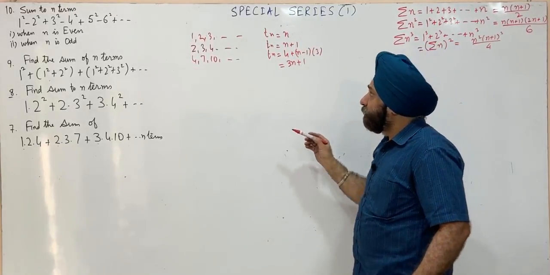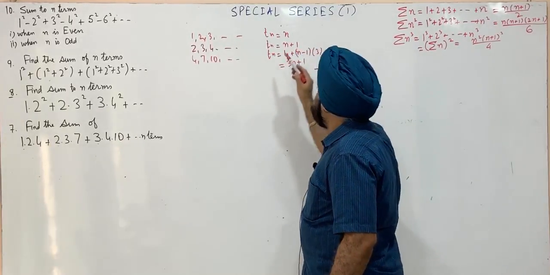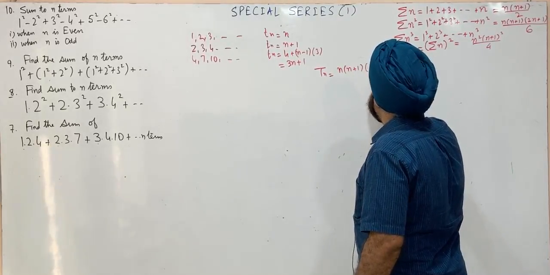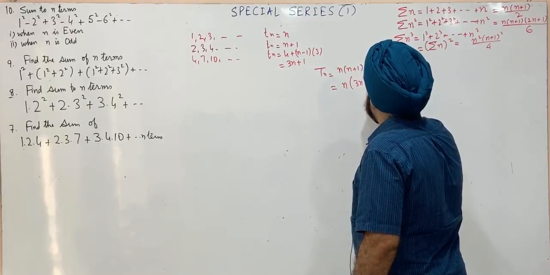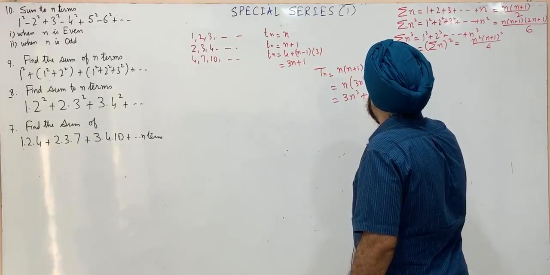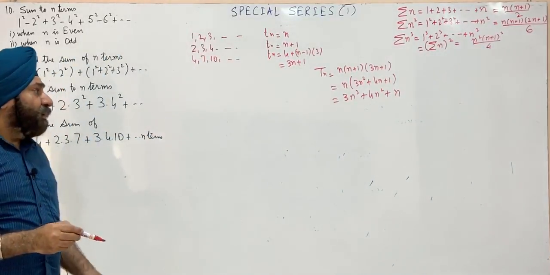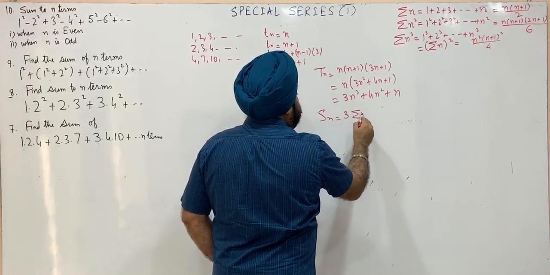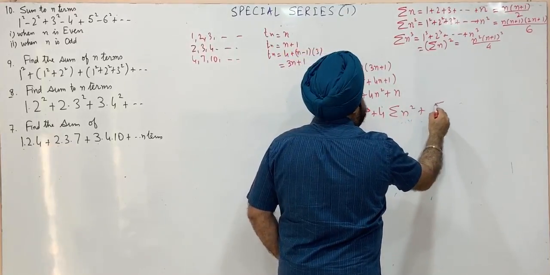Now we can write the nth term of the given series. The nth term of this series is the product of the nth terms of the individual series, that's n, n plus 1, 3n plus 1. This is n into 3n square plus 4n plus 1, or 3n cube plus 4n square plus n. This is the nth term. We can apply sigma to find the sum of n terms. So the sum of n terms will be 3 times sigma n cube plus 4 times sigma n square plus sigma n.